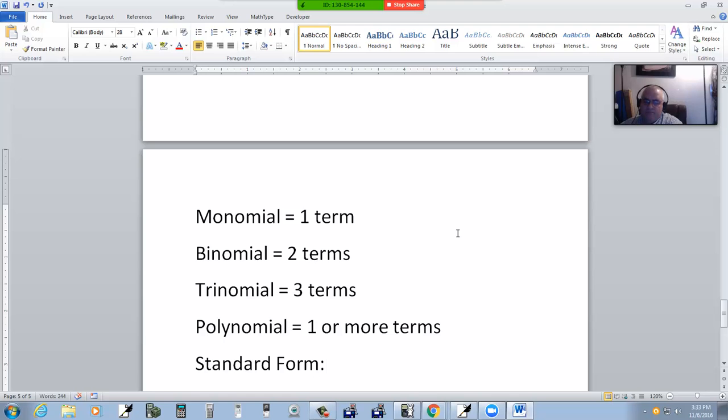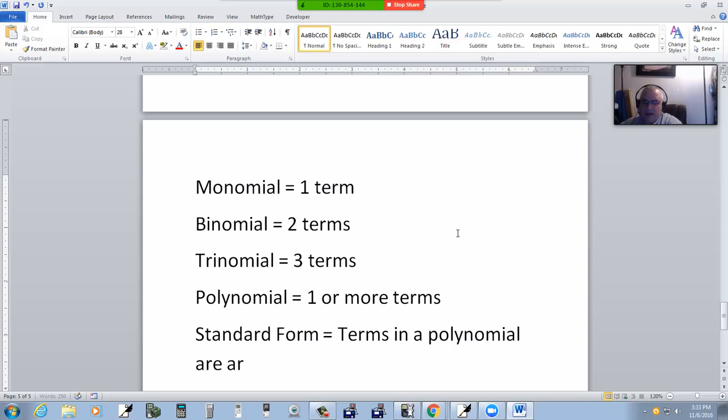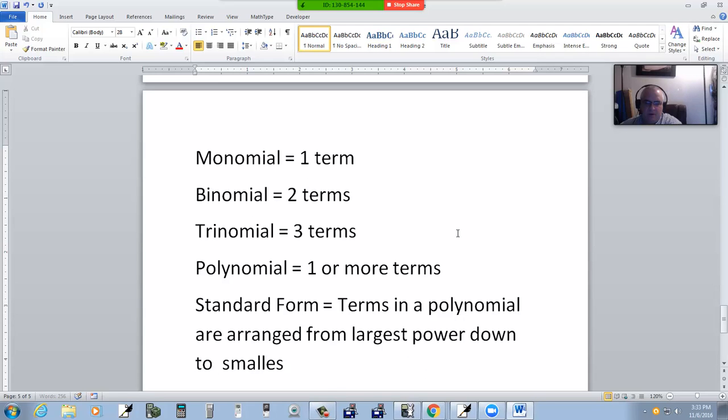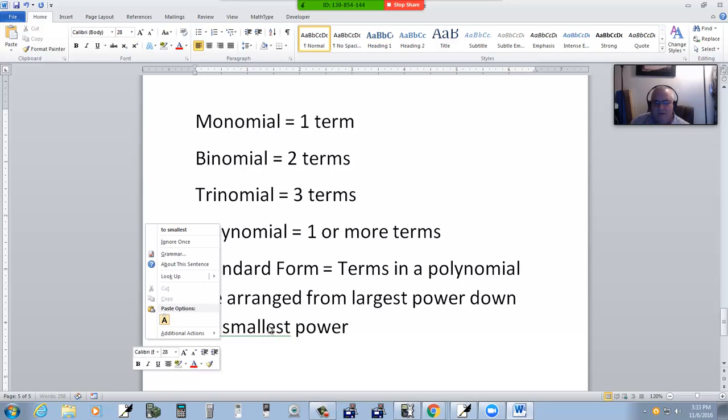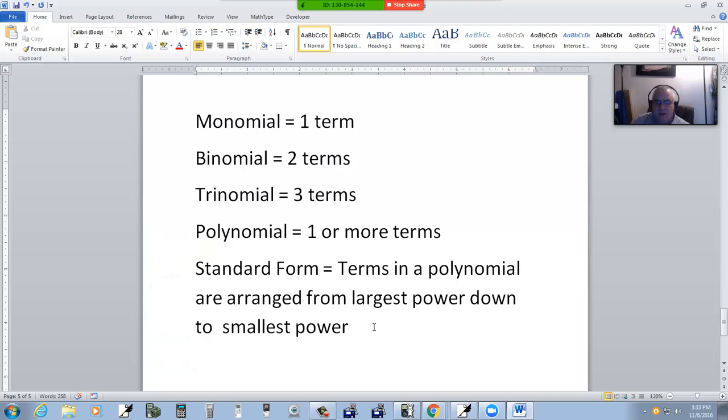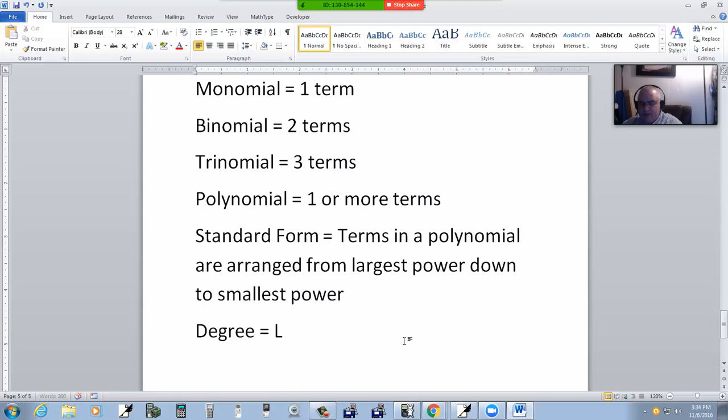Now standard form is when your terms in a polynomial are arranged from largest power down to the smallest power. Though interestingly enough, you could go from smallest power to largest power. But typically this is what you see the most often, largest to smallest. We've talked about our degree. Degree is your largest power of x.